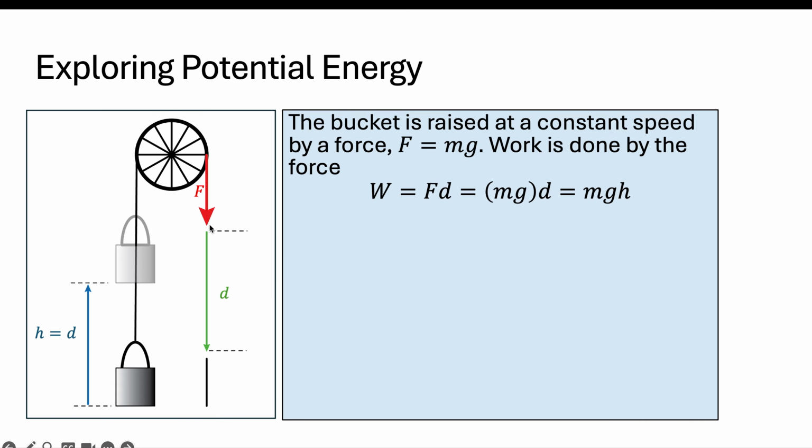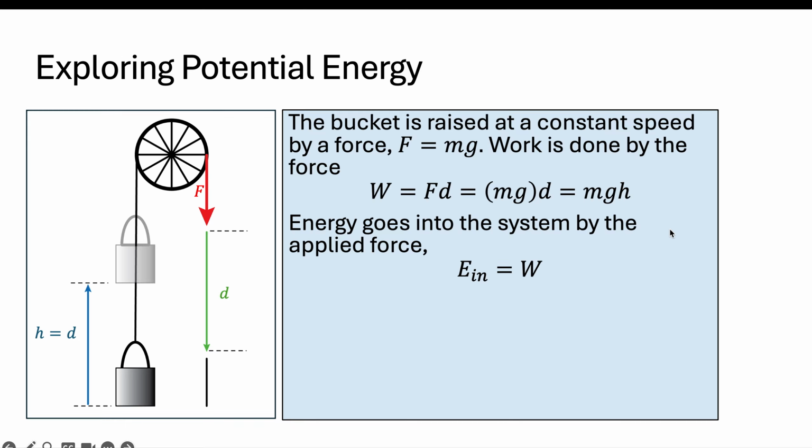So the work would just be the force times the distance. In this case, the distance that I pulled down here is the same as the distance that the bucket rises up here to some value h. So the work that would have to be done to raise this bucket up to this height here, h, would be mgh. So essentially what's happening is that energy is being put into the system by this external force. And I could write this as the energy in is equal to the work that's done by this applied force here.